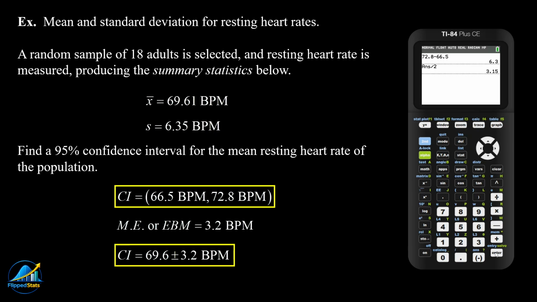In the next video, we show how to use the t-interval function to generate one mean confidence intervals when we're given raw data instead of summary statistics. I'll post a link to that video at the upper left, and I'll see you there.